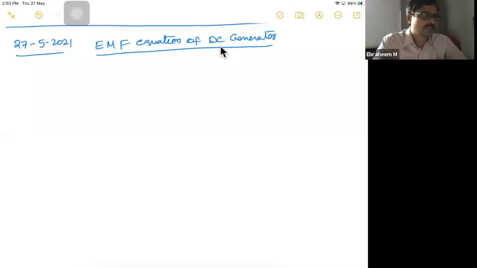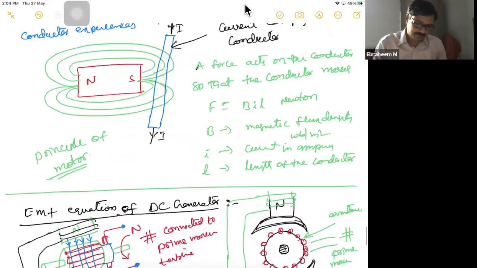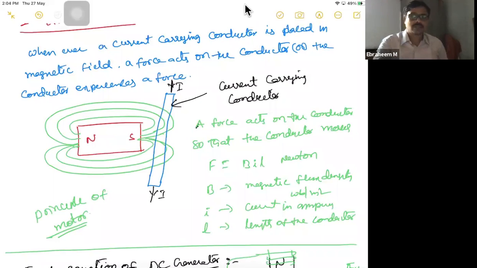Also, we have seen in yesterday's class that the mechanical energy given to the DC generator is converted into electrical energy in the presence of a magnetic field. So whatever mechanical energy we give to the conductor, these are the pictures we have seen in the previous class. I think these are visible to you.